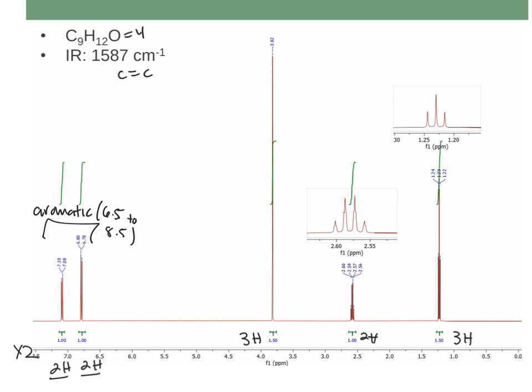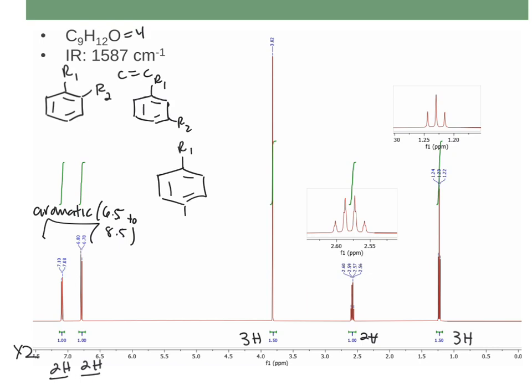So let's take a closer look at what this could be here, right? If I have 2 groups on the aromatic ring, because again, I know I have 4 hydrogens, I can arrange them in like 3 different ways. I can have the 2 groups like this. I could have the 2 groups like this, or I could have the 2 groups opposite one another, R1, R2, right? Those are my only options for how I could arrange those groups, right? 4 hydrogens on there, 1, 2, 3, 4 hydrogens, 4 hydrogens here, 4 hydrogens here.